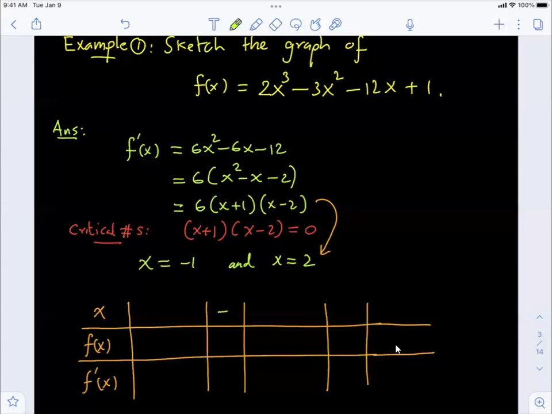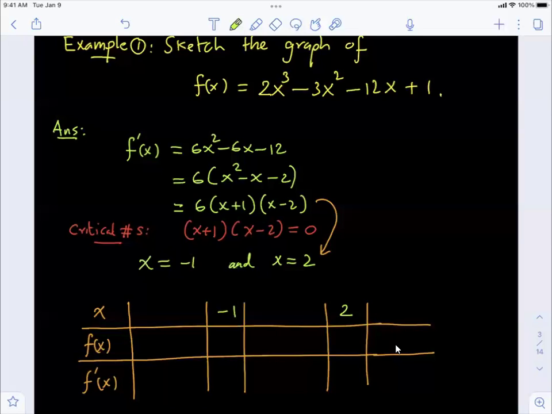I'm going to have these two critical numbers in two places, -1 and 2. And I will have this left side right here open and in between open, and then the right side of the last critical number open. So now when you have two critical numbers, your table needs to have how many columns? 1, 2, 3, 4, 5. Right? So there should be 5 columns altogether.